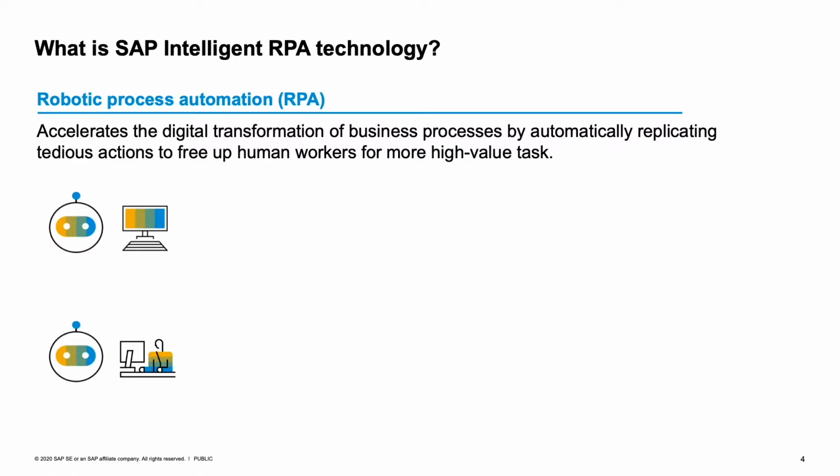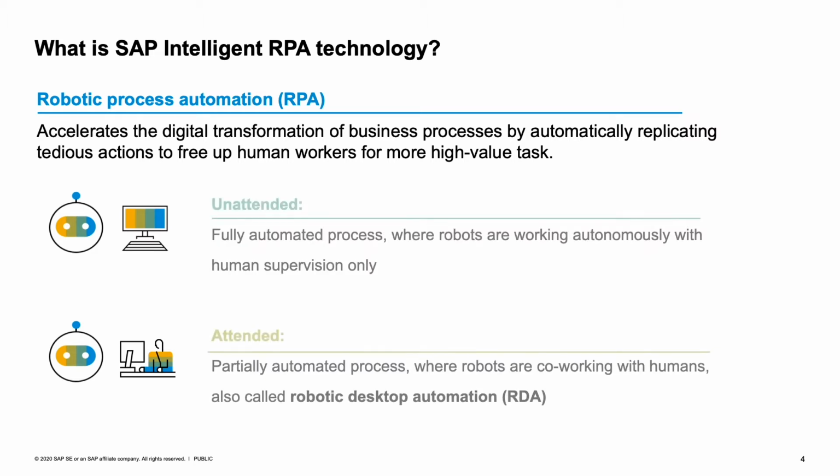What exactly is SAP Intelligent RPA technology? So you can see there's a very fancy definition written here, but to put it in a very simple language, RPA is all about automating mundane, repetitive, tedious tasks using a software robot, also known as a bot, so that human beings can focus on more high value tasks. And it basically comes, you can say, in two forms. RPA can be an unattended bot, or it can be an attended bot.